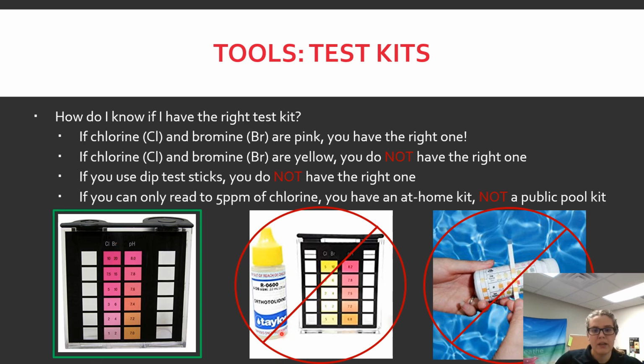Okay, if you have something that's yellow, these are called OTO kits. Those are not allowed per our codes in either jurisdiction, whether in Branson or outside of Branson. If you only use the dipsticks, these are also not allowed. They're highly inaccurate. So you need to have one of these. Do not have an at-home test kit. Get yourself a nice large one that goes all the way up to 10. Okay.